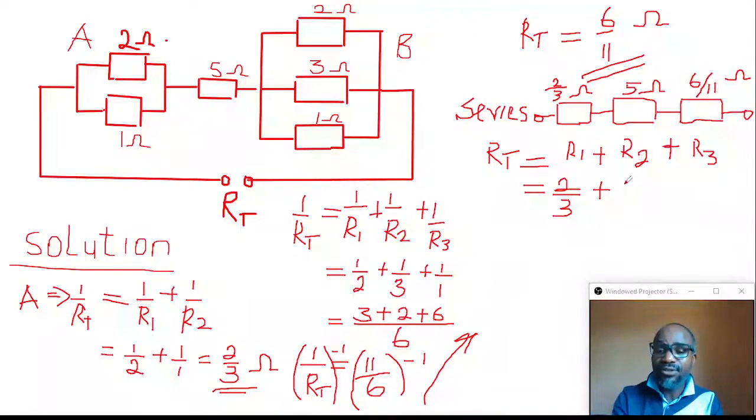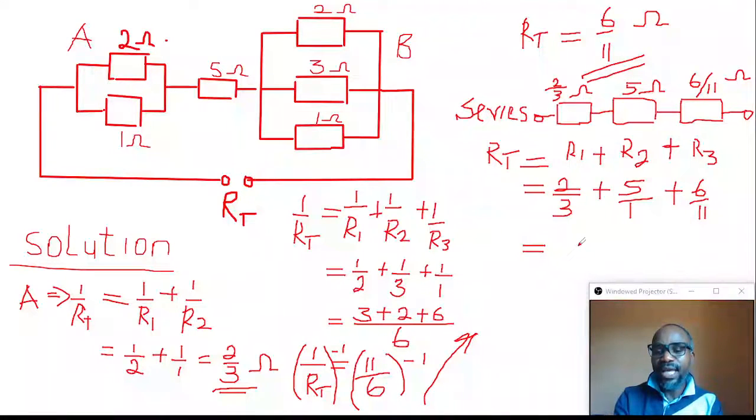So for R2, we have 5. We are going to use all over 1 to make it fractionally uniform, okay? Then for R3, we have 6 over 11. Very simple. I'm not going to waste time again. I'm going to go straight and then conclude. Here we have what? What do we have here?